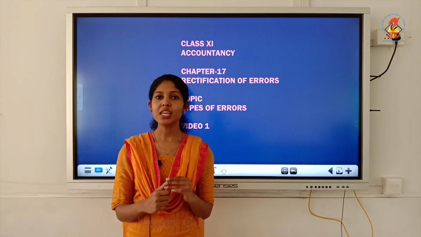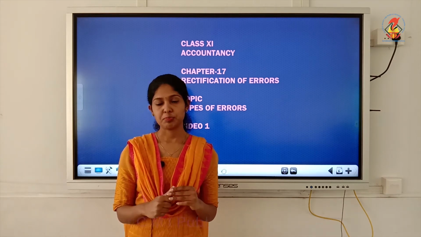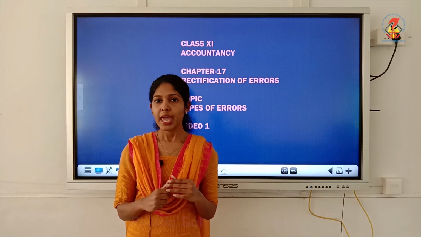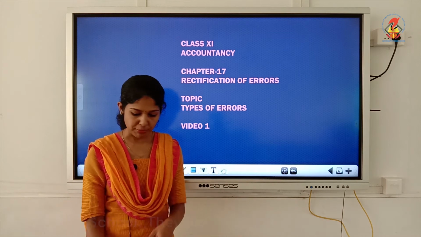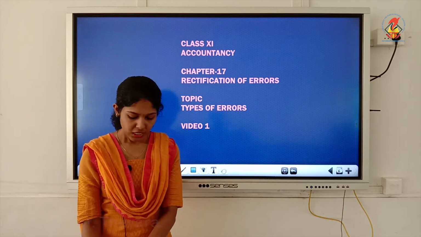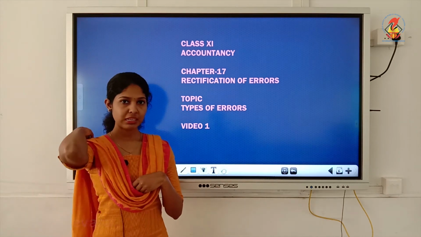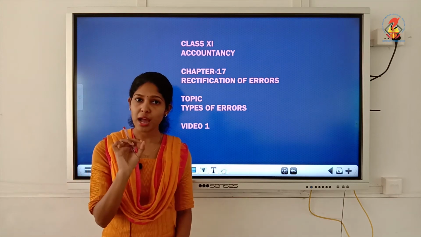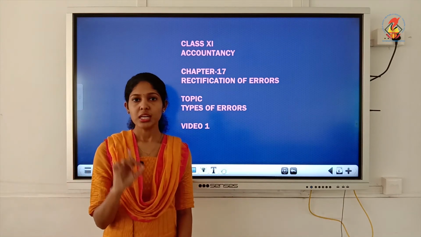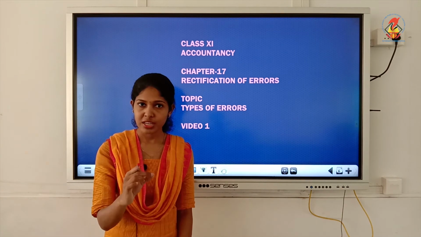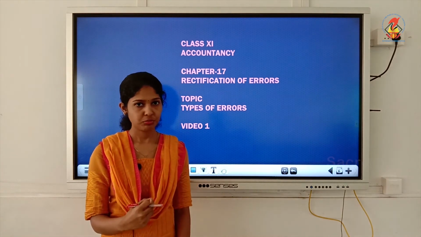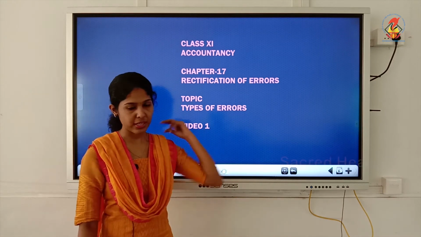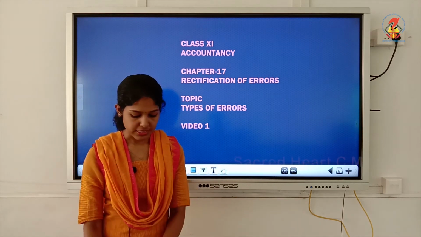You give the heading types of errors. The first one, error of complete omission. It is there in your chapter, in your textbook. So, the explanation you can learn from your textbook. You have to write it in your notebook also. Look into the textbook, refer it, read it, then you have to write it in your notebook. Okay, I will be explaining this in the video, but you have to write notes with that.